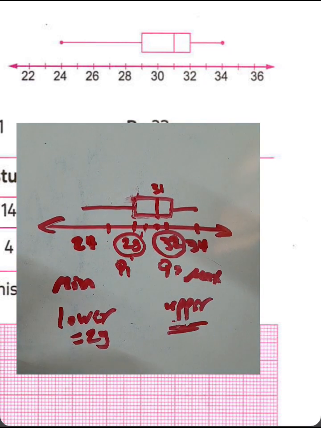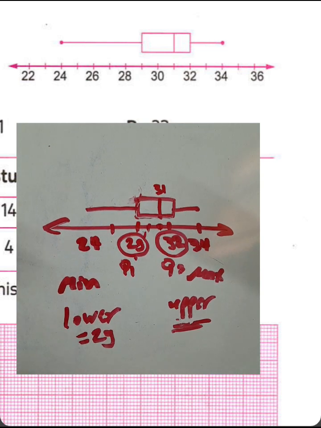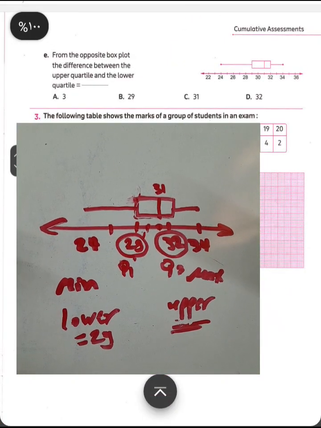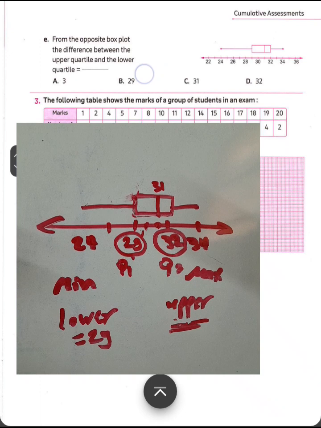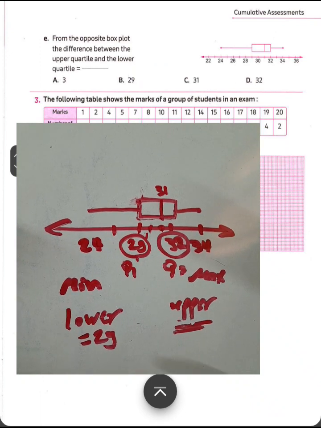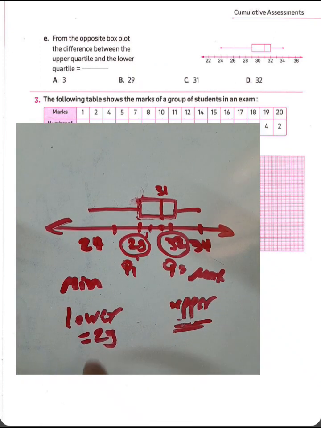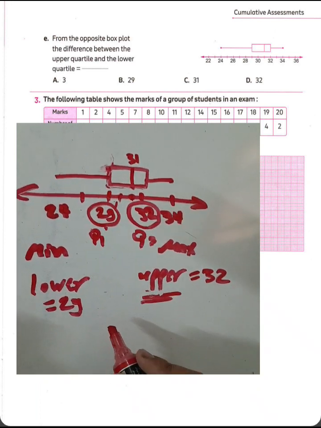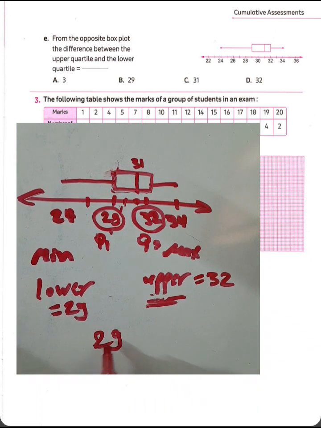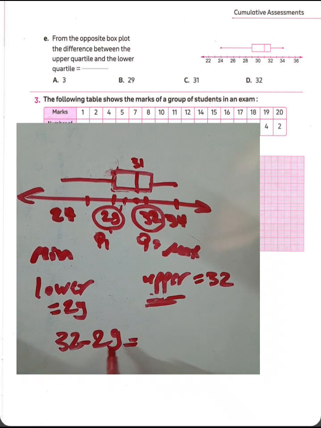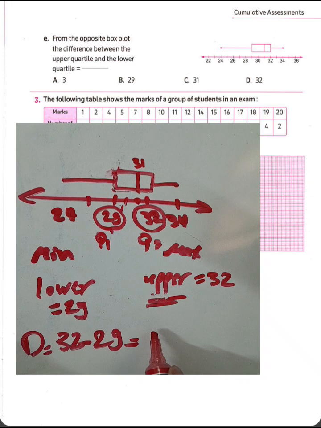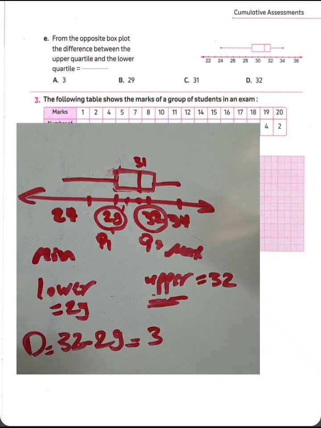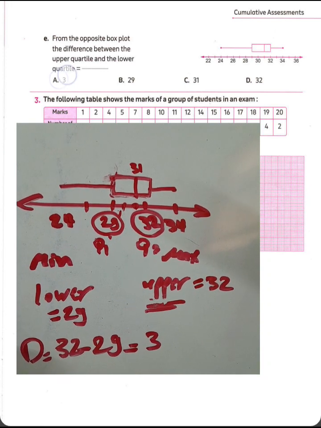You want to find in this example the difference between the lower quarter and the upper quarter. We get lower 29 and upper 32. We can find the difference between them. Write 32 subtract 29 to find the difference between them. The result will be 3. Choose letter A. It's the difference between them.